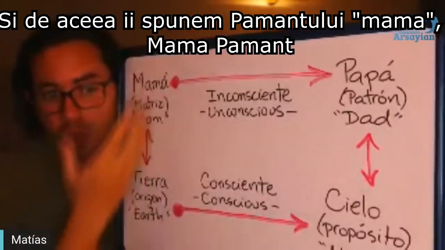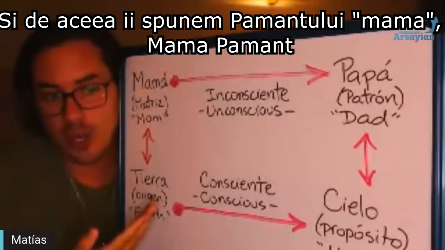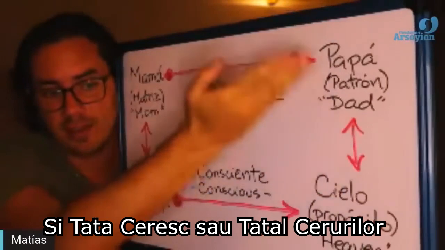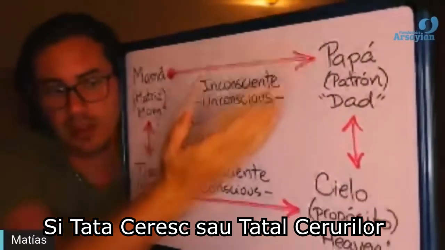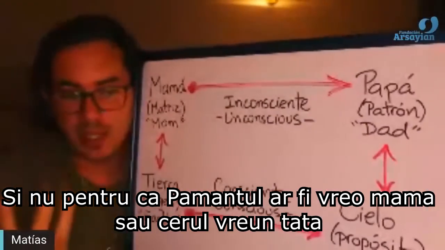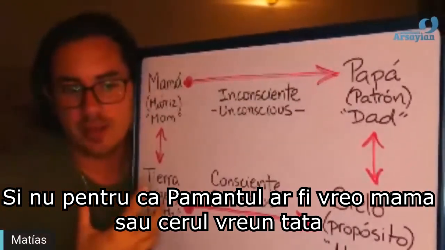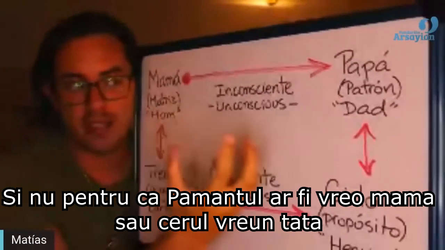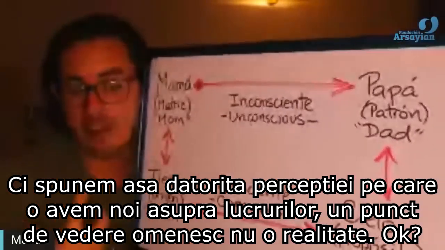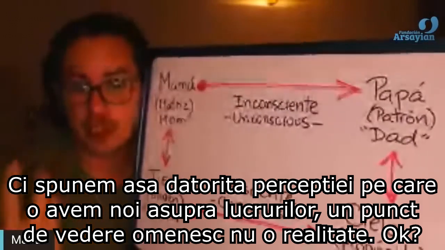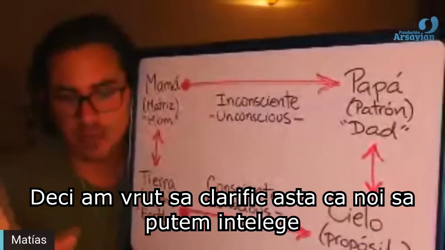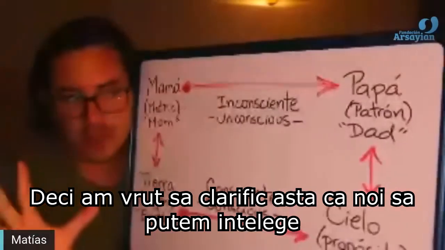So this is why we call it Mother Earth and the celestial father, or the father of the skies. It's not because the earth is the mother and the heaven is the father. It's just because of a perception that we have of things from a human point of view, not as reality. Okay, so I just want to clarify this for us to understand.